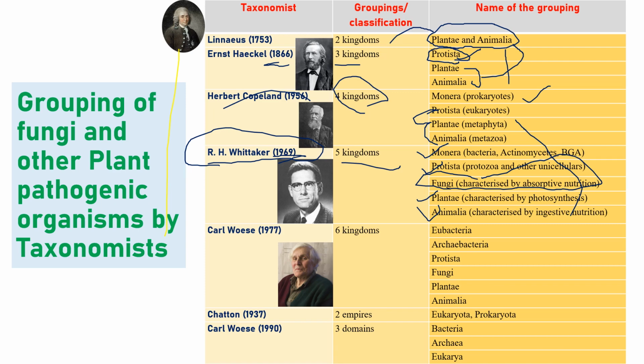Carl Woese, in 1977, gave a six kingdom classification, where he divided bacteria into eubacteria and archaebacteria, with Protista, Fungi, Plantae and Animalia common. Chatton, in 1937, gave two empires: Eukaryota and Prokaryota. Carl Woese also gave the three domain classification: Bacteria, Archaea and Eukarya. These are the general taxonomies or systematics that classify organisms.